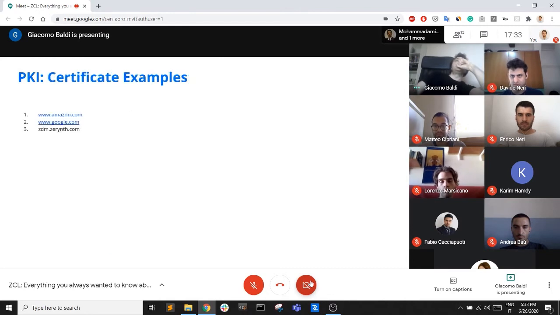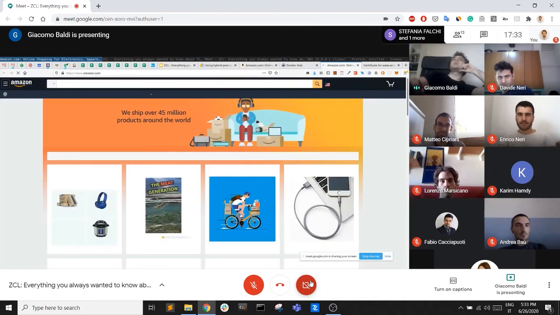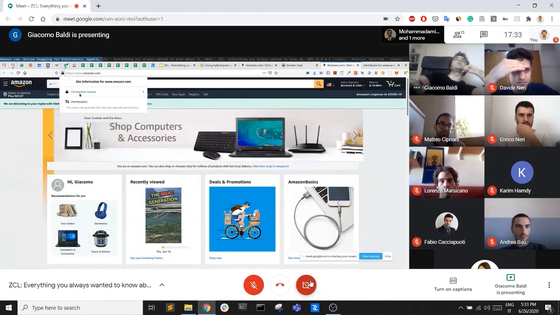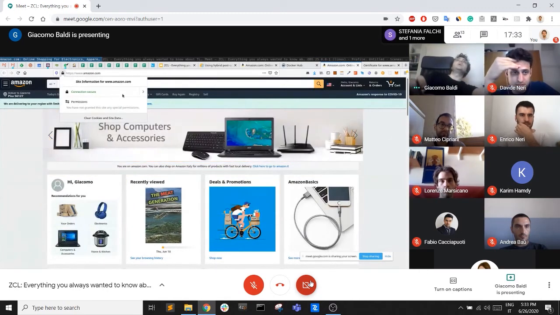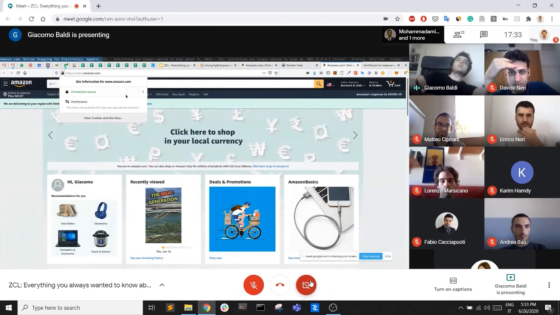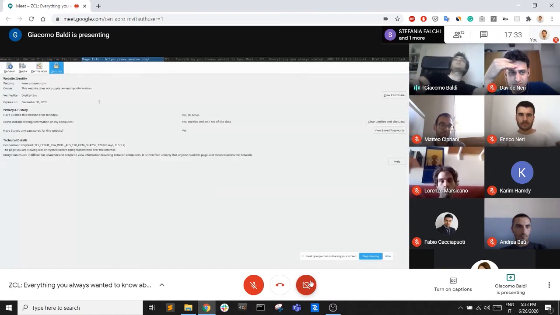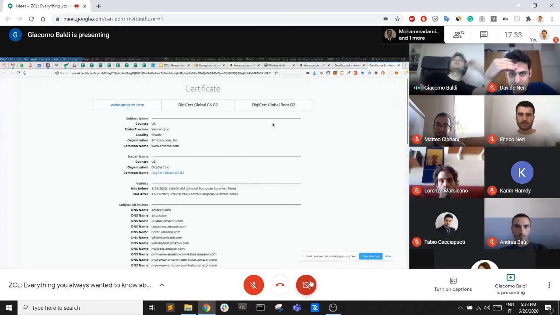Okay, so let's have fun for a bit and go check the certificates of big companies. Okay, this is Amazon. If you go here in Firefox, you can see that the connection is secure. So this means that whatever the certificates are, we have the trusted anchor on this machine. Okay, I can go and check more information and view certificate. And what do we discover?